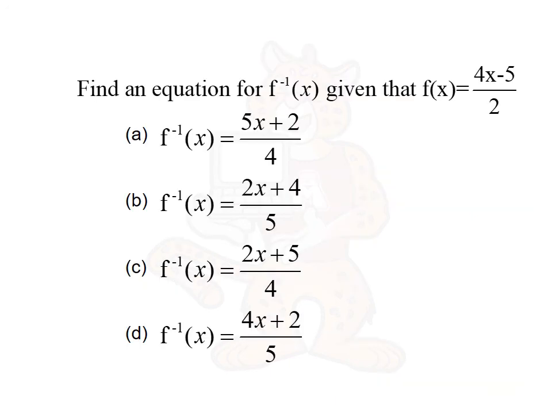And finally, I want to leave these exercises for you. We need to find an equation for the inverse function, given that f of x equals 4x minus 5 over 2. So you have this set of exercises, and you know how to proceed to find the inverse. One of the choices that you have here is going to be the answer. So you can work on your own to find this answer.